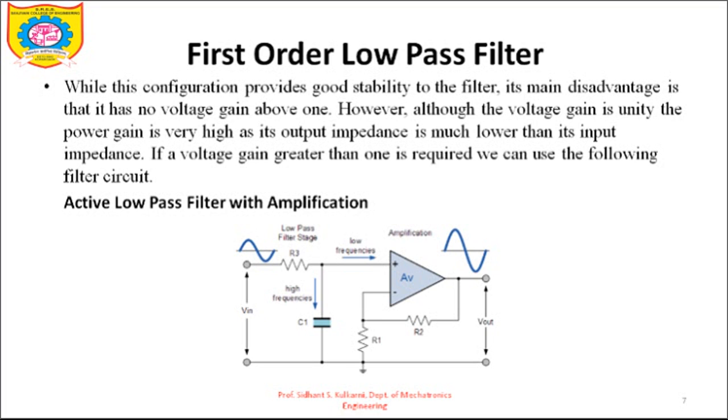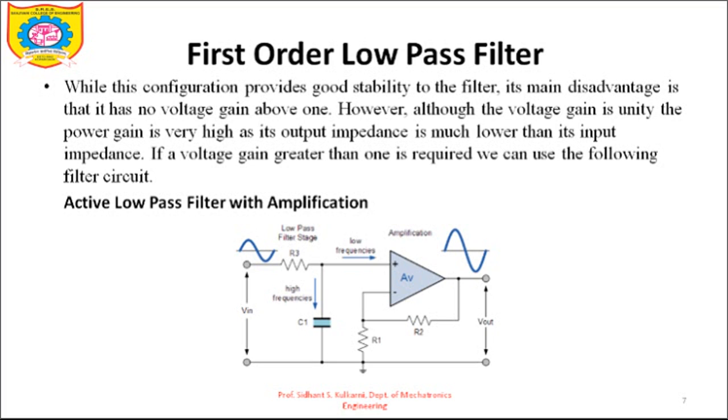So simply two resistances are connected, and now the voltage across R1 will be R1 upon R1 plus R2 into V output, which is the amplified version, and that can be applied at the inverting input terminal with the non-inverting input terminal connected to the RC component. Okay, no voltage gain above 1. However, although the voltage gain is unity, the power gain is very high, as its output impedance is much lower than its input impedance. If a voltage gain greater than 1 is required, we can use the following filter circuit.